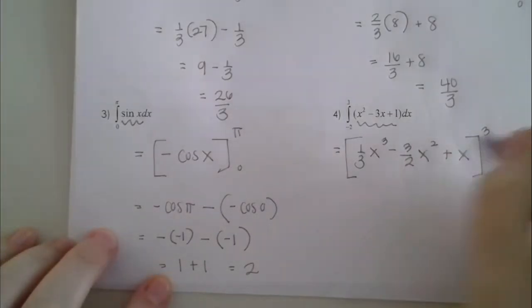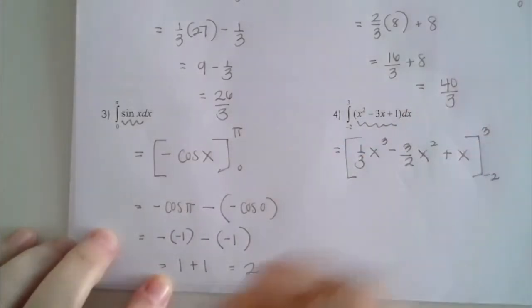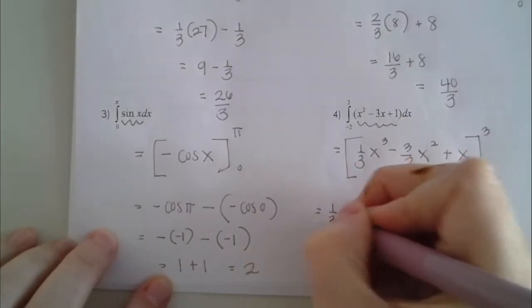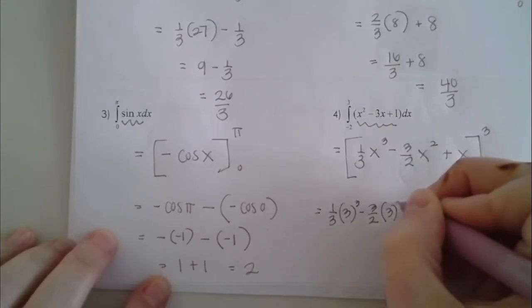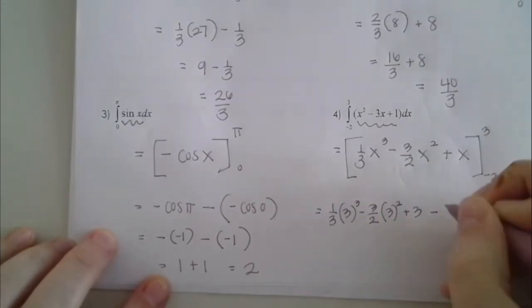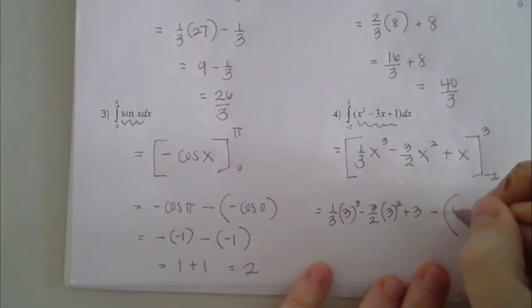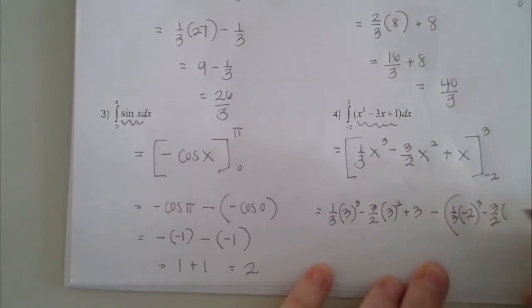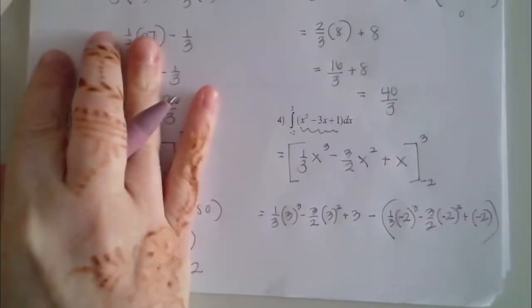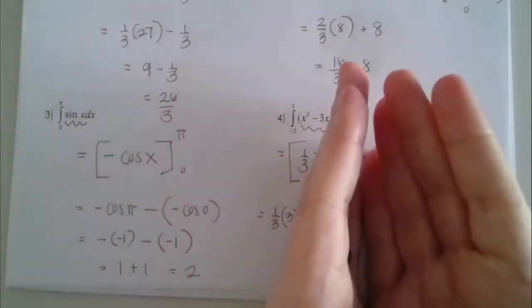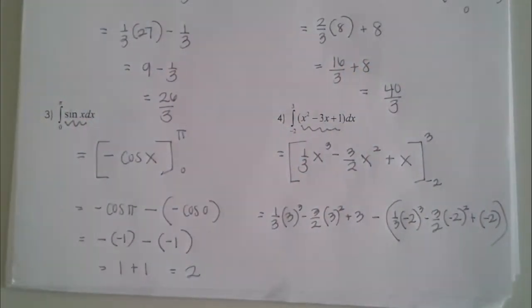So we take our antiderivative with 3 substituted in, and we've got 1/3 times 3 to the power of 3 minus 3/2 times 3 squared plus 3. Minus our lower limit put in, so 1/3 times -2 to the power of 3 minus 3/2 times -2 squared plus -2. Careful, make sure those parentheses are around this last part, because you are taking all of this and subtracting it from the front part. Go ahead, I'll let you pause and simplify that.